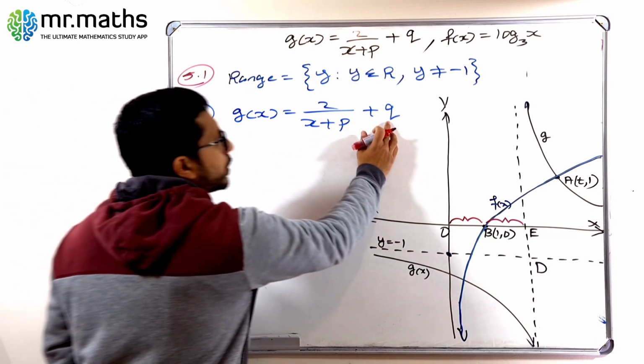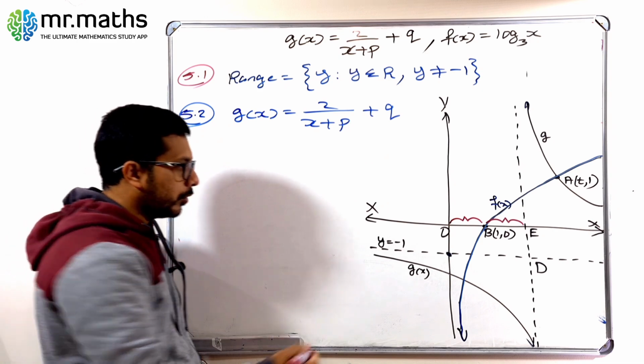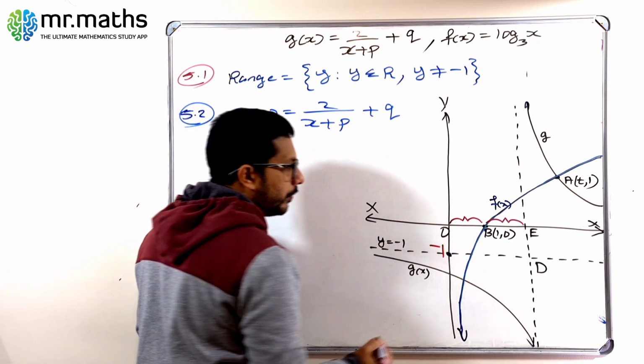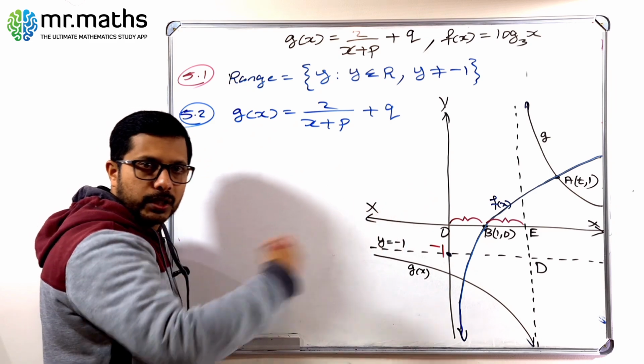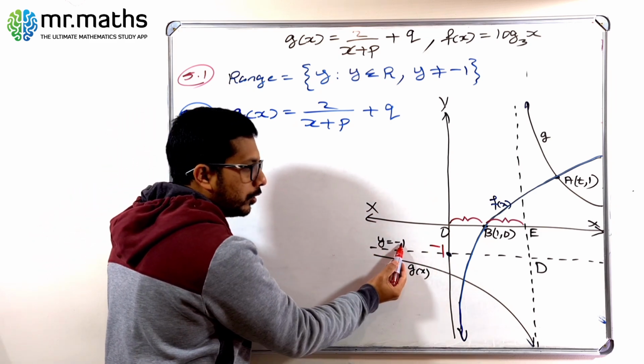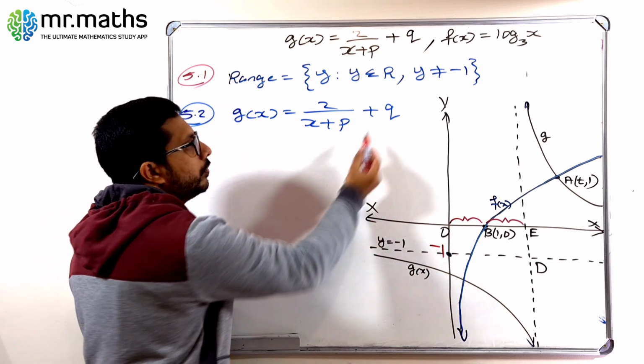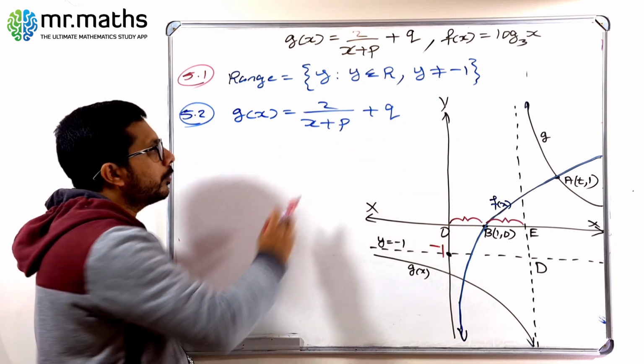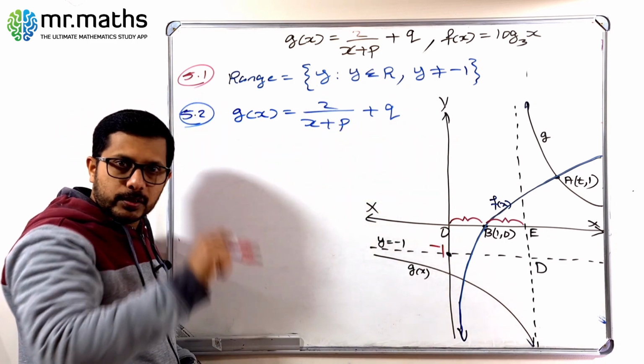I told you q is the horizontal asymptote. It is given in the question. The horizontal asymptote, the dotted line, what is the y value? Y is equal to minus 1. That means the value of q is minus 1. There is no problem. But what about this vertical asymptote?